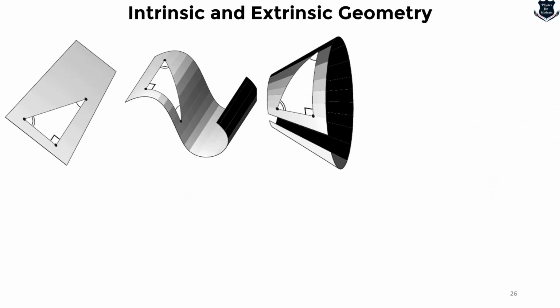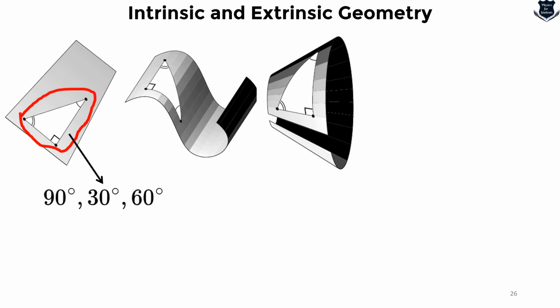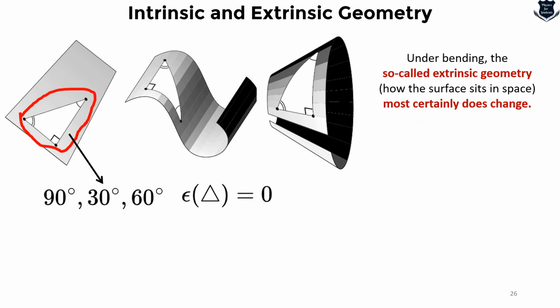If we take this triangle on the left hand side, which is a triangle drawn on a piece of paper, then you can see that it forms 90, 30 and 60-degree angles. We can write it as pi by 2, pi by 6 and pi by 3. And of course, the epsilon of the triangle would be equal to 0. And clearly we can bend such a flat piece of paper into either of the two extrinsically curved surfaces on the right. So what we see is that intrinsically these surfaces have not gone through any change. They are both flat and they retain their shapes.